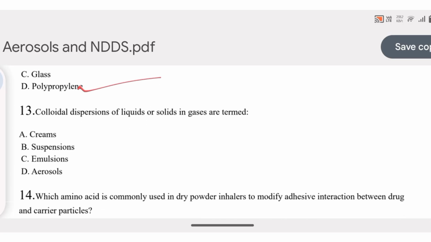The next question: colloidal dispersions of liquids or solids in gases are termed as. Remember, it does not say just colloidal dispersion, because we have colloidal suspension as well. But it says liquids or solids in gases. Underline this statement because it is very important. So the right answer will be aerosols, because in aerosols the liquid dosage form or the solid API is pressurized into the gaseous form, and it is then suspended as a colloidal dispersion along with the propellant in the form of aerosols.